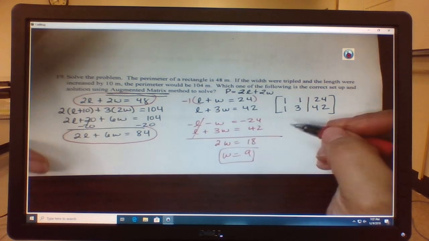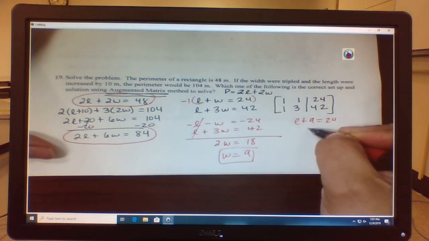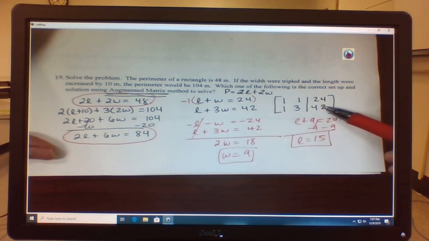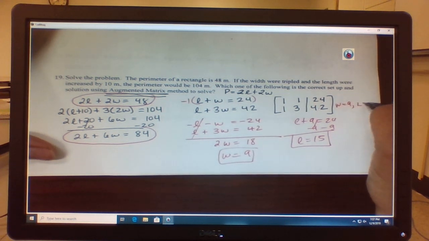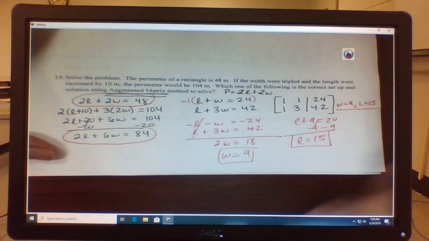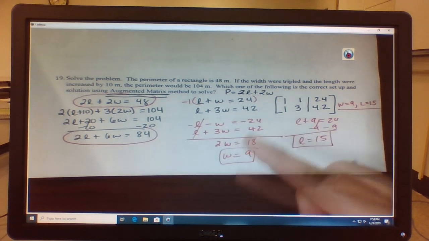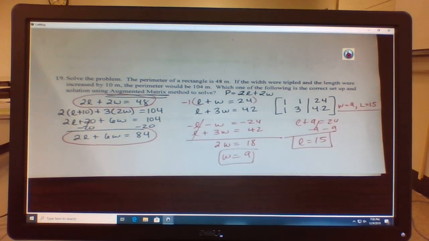So your L should be 15. We have L plus 9 equals 24. Subtract 9, L is 15. So your answer choice is going to give you this, and then on the side it's going to say W is 9, L is 15. So remember, it's multiple choice. I don't know which method you're going to use. It doesn't matter as long as you get the answer.